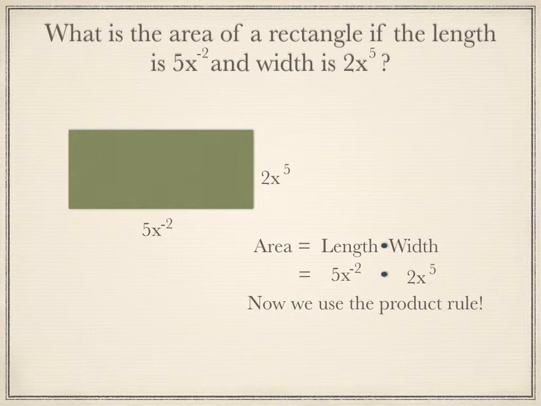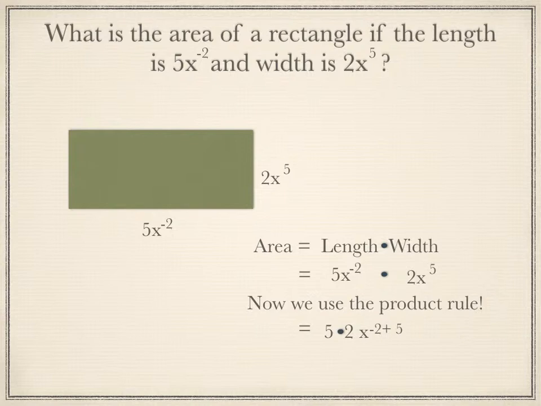So remember, the product rule states that when we have exponents with the same base that are being multiplied, we add the exponents. So in other words, we're going to take our 5 and our 2 and we're going to multiply those together. And then we're going to multiply our x's together. And in order to do that, we take our exponents and we add them together. Remember, when we're multiplying, the product rule says that we add our exponents.